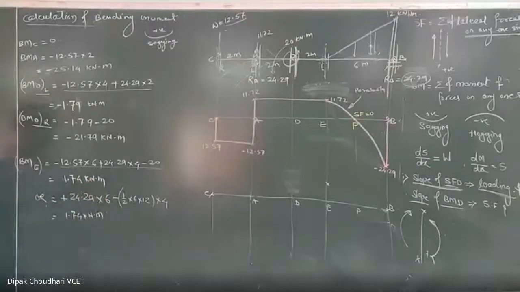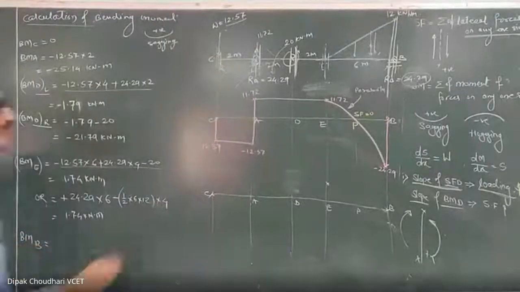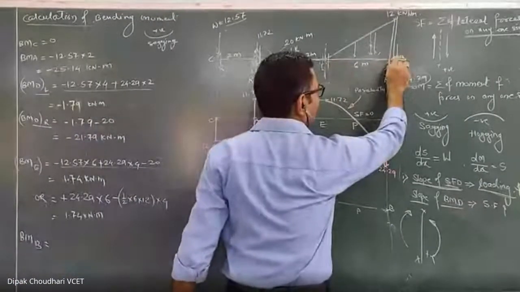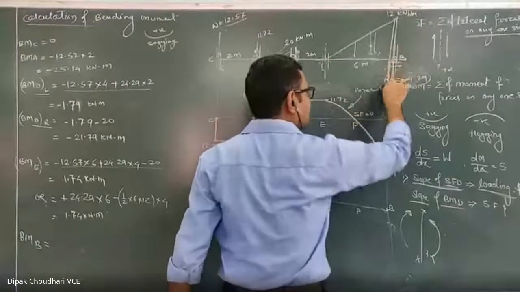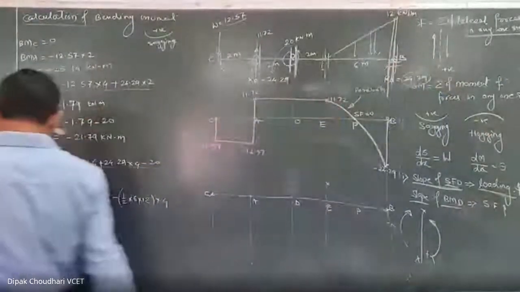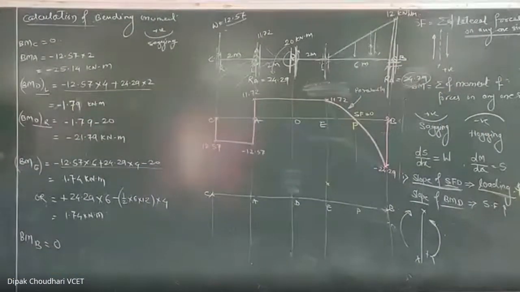Bending moment at point E. And how much is the bending moment at point B? Next key point is B. So how much is the bending moment at point B? If I take the section at B, there is not a single force on its right side, so bending moment at point B is equal to 0. Understood this? I calculated bending moment at all the key points.